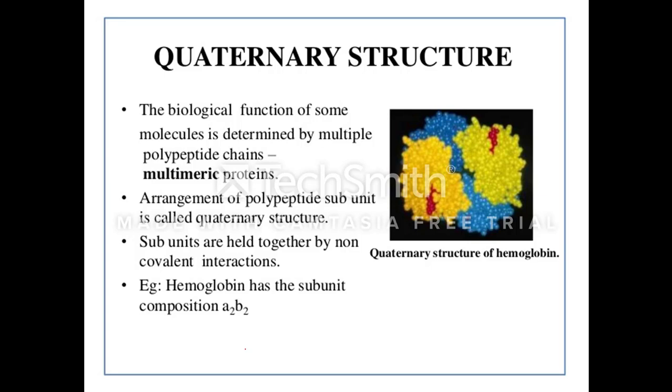The biological function of some biomolecules is determined by multiple polypeptide chains, that is, multimeric proteins. The arrangement of the polypeptides in the form of subunits is called quaternary structure. Subunits are held together by non-covalent interactions. The best example is hemoglobin, which has the subunit composition α2β2.